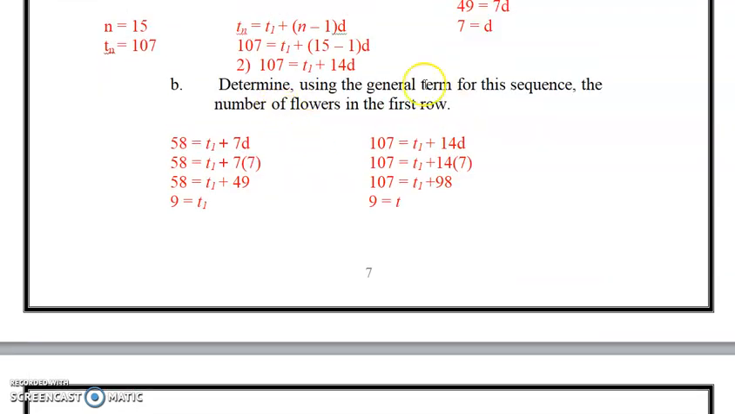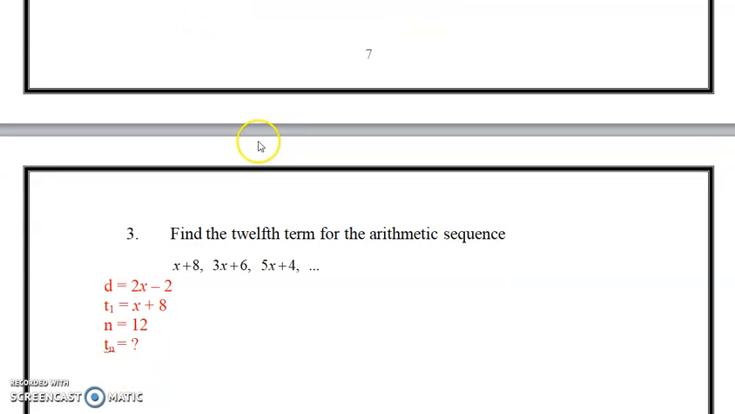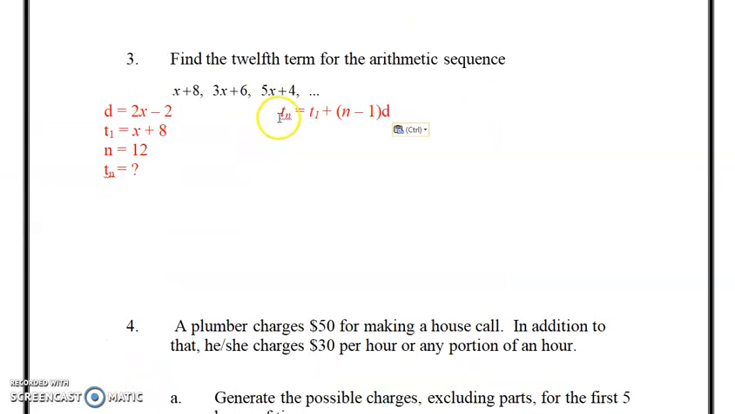I go up, I grab my formula, the same formula we've been using all along, and we plug it in. Once I plug it in, I usually change it. It's just a habit for me. I'm looking for 12, so I'll put 12 here. First term we know is x plus 8, so I'll replace t1 with x plus 8. N we know is 12, I'll replace that with 12. And our common difference is 2x minus 2, so I'm definitely going to put a bracket around that. There's two terms in it for sure, just so we're not confused.